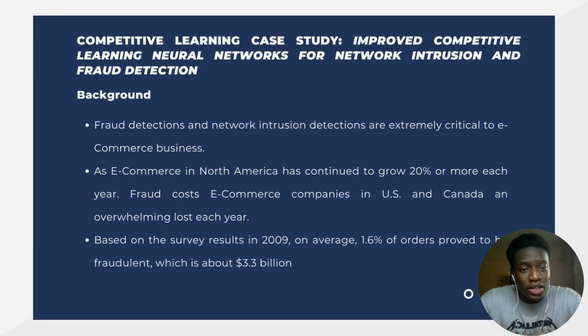For our competitive learning case study, today we're going to be analyzing an improved version of the competitive learning neural network for network intrusion and fraud detection. Network intrusion and fraud detection are extremely critical to e-commerce businesses. As e-commerce has continued to grow in North America, more than 20% every year, fraud continues to cost e-commerce businesses an alarming amount of money. Based on survey results from 2009, on average, 1.6% of orders turned out to be fraudulent, which eventually cost $3.3 billion.